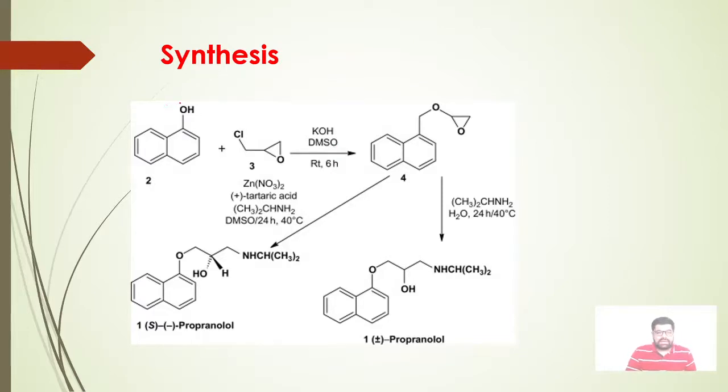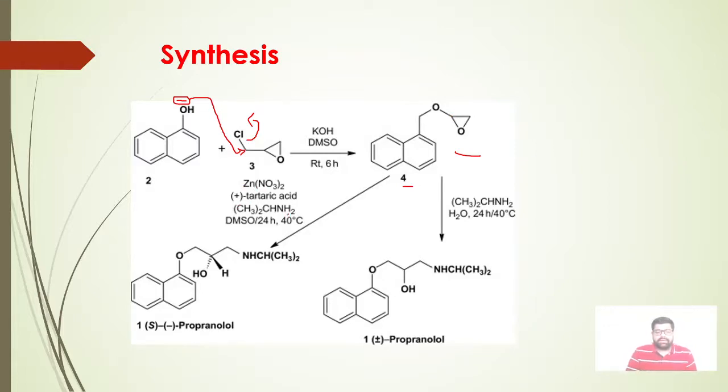It will abstract the proton from OH and it forms O minus over here. This O minus will attack on this carbon, and the nucleophilic displacement, a simple nucleophilic substitution of this chloro, will give us this compound number 4. So this has one chiral center over here. This is resolved using zinc nitrate and tartaric acid.